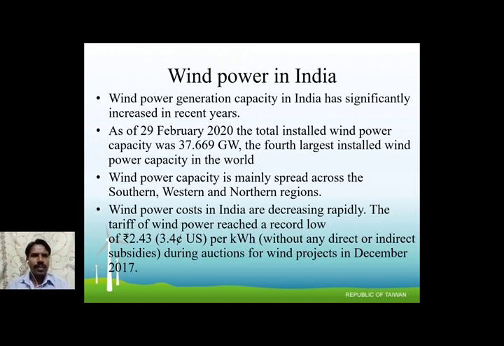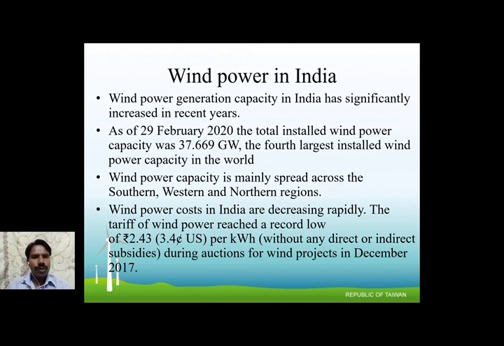Next we discuss wind power in India. Wind power generation capacity in India has significantly increased in recent years. As of 29 February 2020, total installed wind power capacity is 37.669 gigawatts. It is the fourth largest wind installed power capacity in the world. First is China, second is Canada, third is America, next is India. The wind power capacity is mainly spread across the southern, western and northern regions.